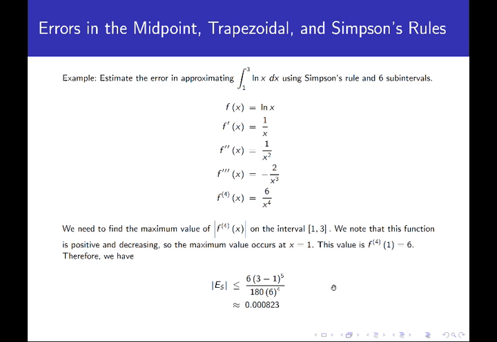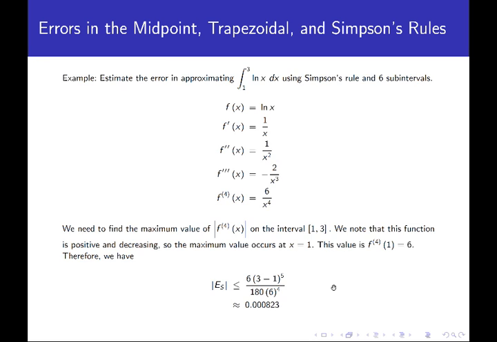So notice that this is a really, really good approximation using a few number of subintervals, right? We're only using 6 subintervals, and we're getting a darn good approximation. So this is one of the reasons why we like Simpson's rule over the other ones, because the error gets better faster. Okay?